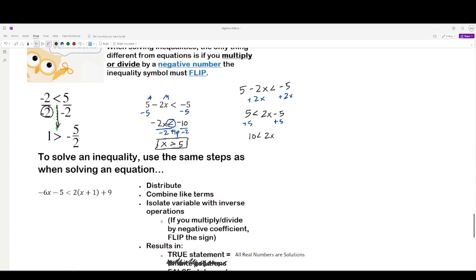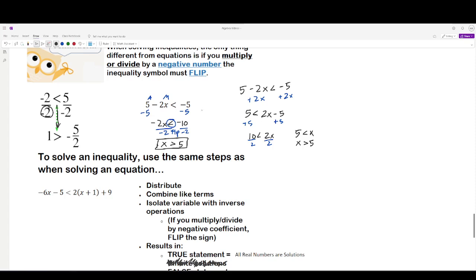And then my final step here would be to divide by 2, but I'm dividing by a +2, so I don't need to worry about dividing by a negative. And I end up with 5 is less than x. 5 is less than x, remember, is exactly the same thing as x is greater than 5. These two things mean the exact same thing. It says x is the big number and 5 is the little number.